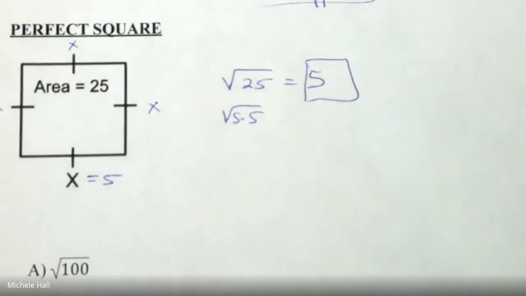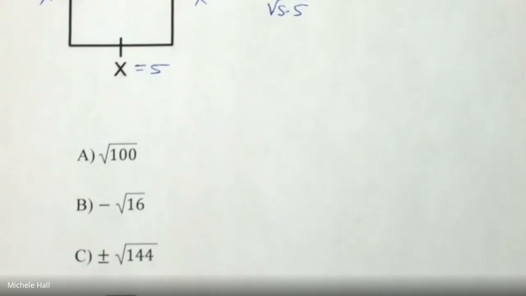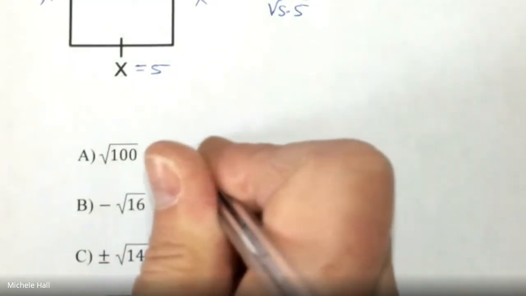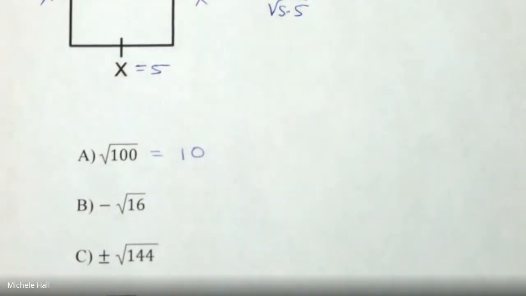What's the square root of 100? It's a perfect square. 10. 10 times 10 is 100. So the square root of 100 is just 10. Okay, do the next couple.